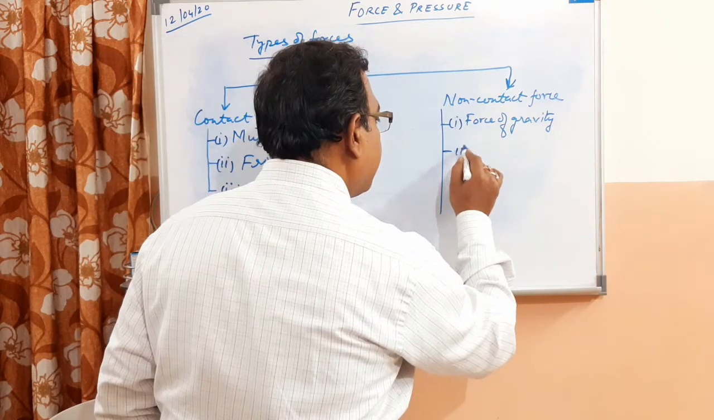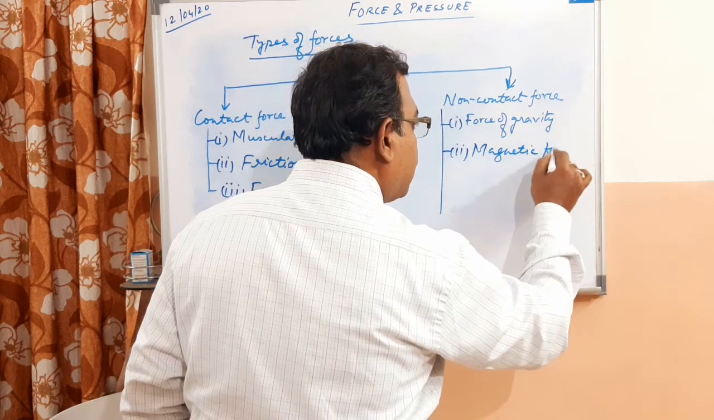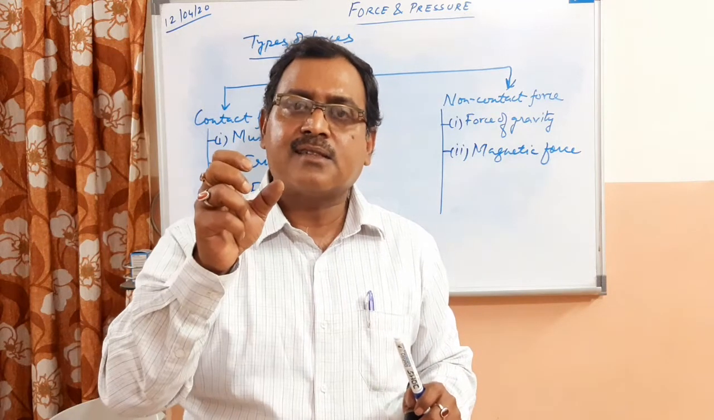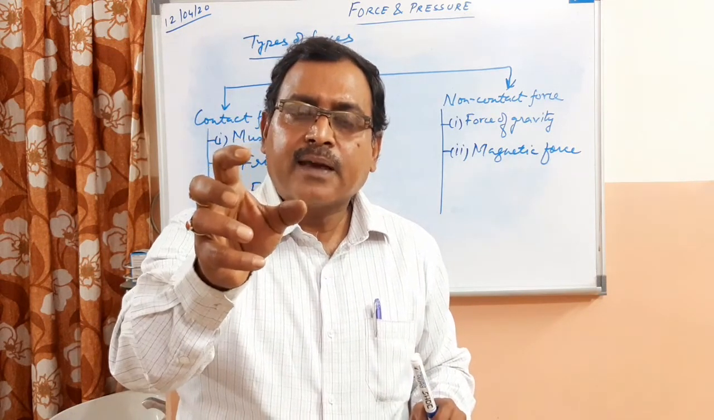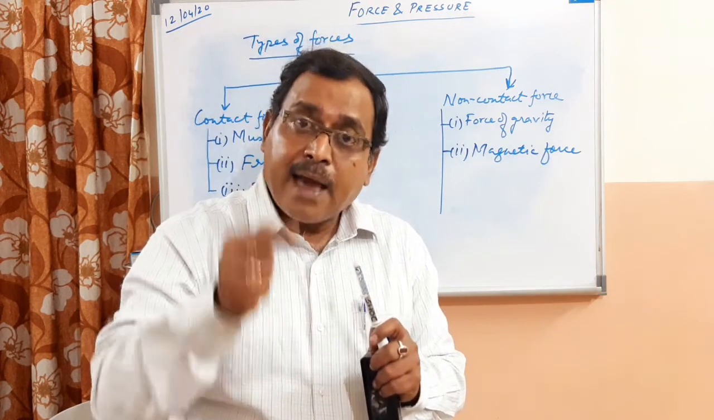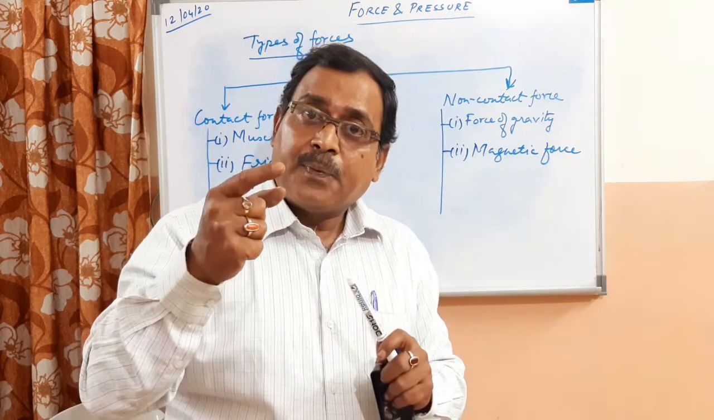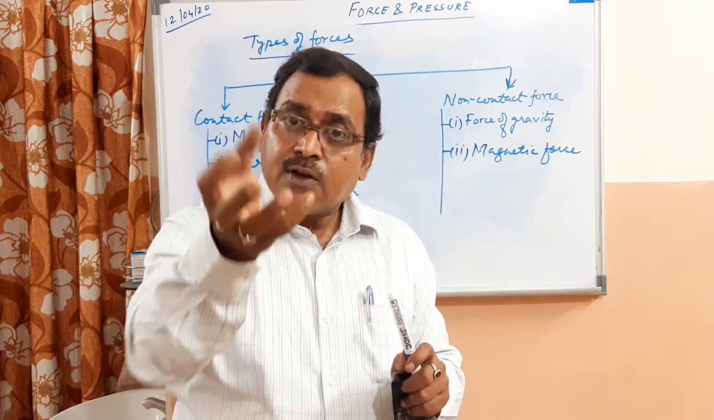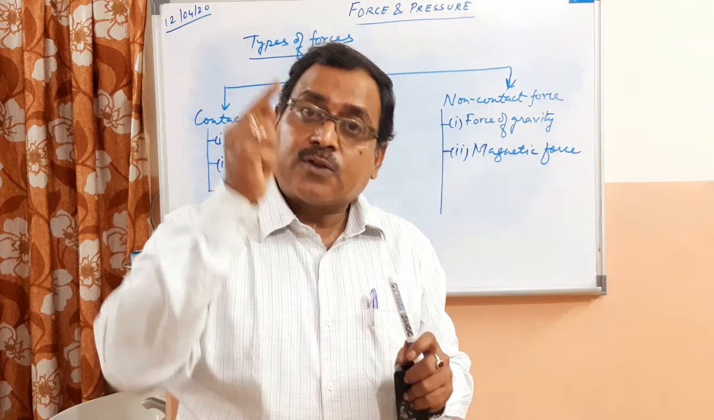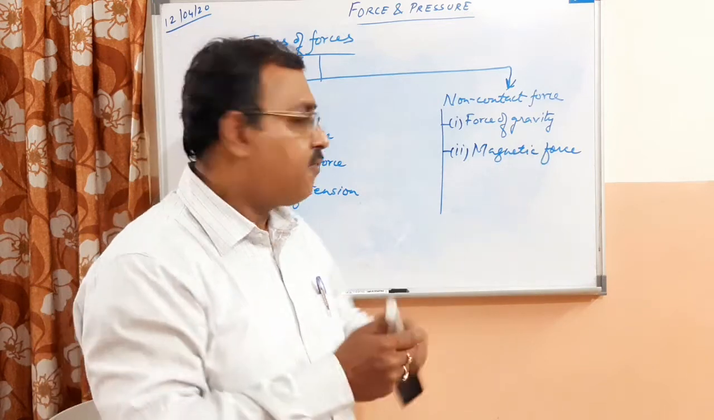Second, magnetic force. Now you must have seen that whenever a magnet is brought near some iron nails, the iron nails get pulled by the magnet towards itself. So initially the magnet and the iron nails are not in contact with each other. But still the magnet is capable of pulling the iron nail towards itself. So this is an example of non-contact force and it is called magnetic force.